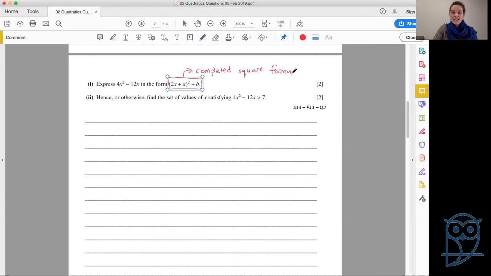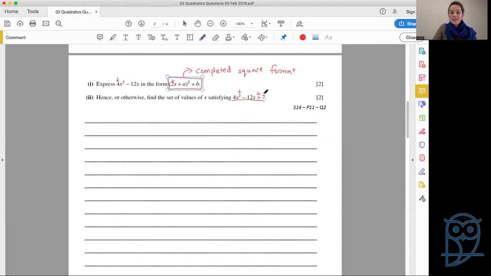This question is actually that really funky completed square format where we've got that extra number in here, because this one here is a square number. Okay, so we're happy with that one. We're going to complete the square. And then part 2, hence or otherwise, find the set of values of x satisfying 4x squared minus 12x greater than 7.